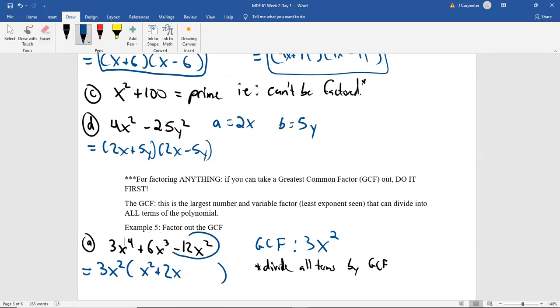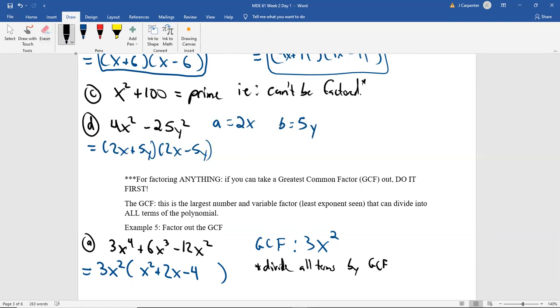And then for the last, we're doing minus 12x squared divided by 3x squared. Negative 12 divided by 3 is a negative 4. X squared divided by x squared, those match, so they cancel. 2 minus 2 is 0, x to the 0 is 1. So this is the answer.